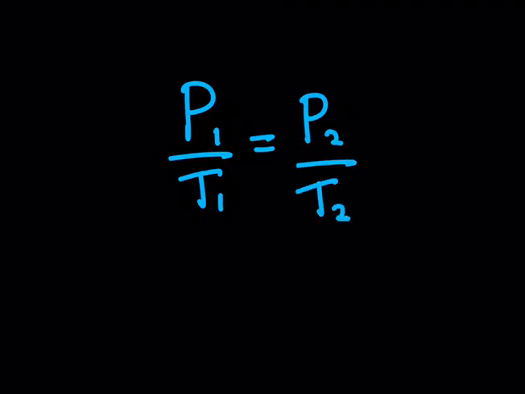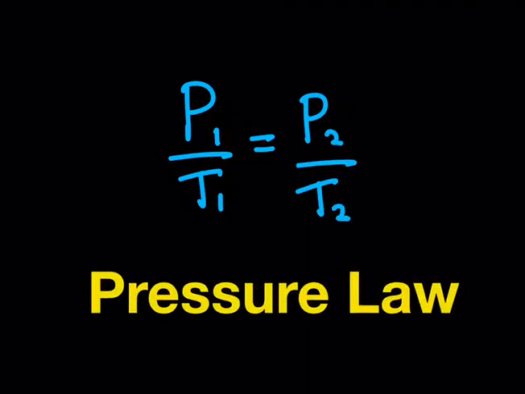Now, take an example of the pressure cooker. By fixing the volume of the container, the steam trapped inside it raises the internal pressure, hence permits high cooking temperature. Mathematically, we can write it as P1 over T1 equals P2 over T2. We call this phenomenon pressure loss.